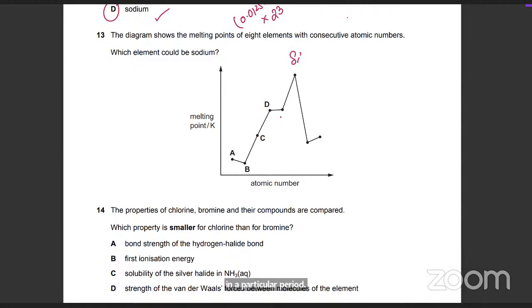And then this will be aluminium, this will be magnesium, and this will be sodium. Before sodium, you've got neon, which is a gas. So it's going to be C.